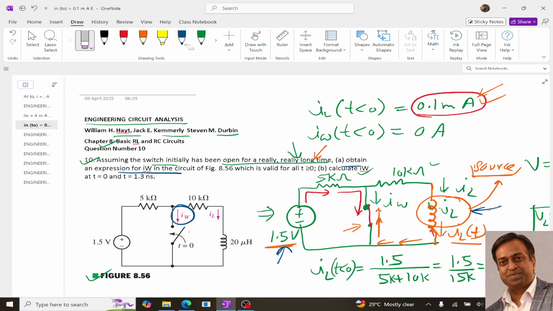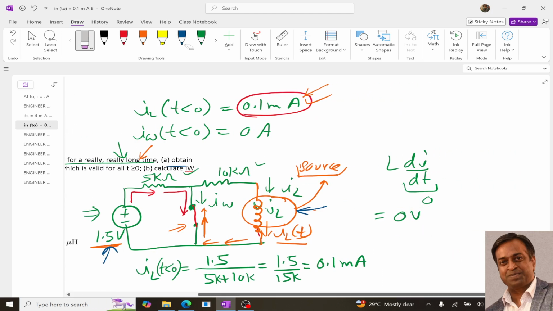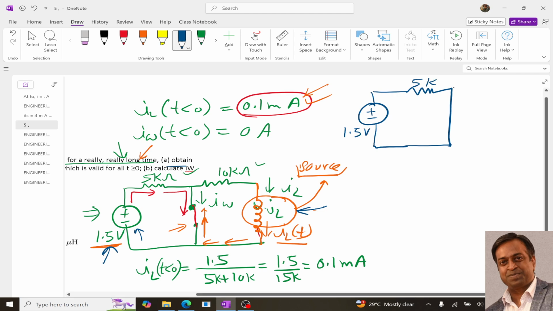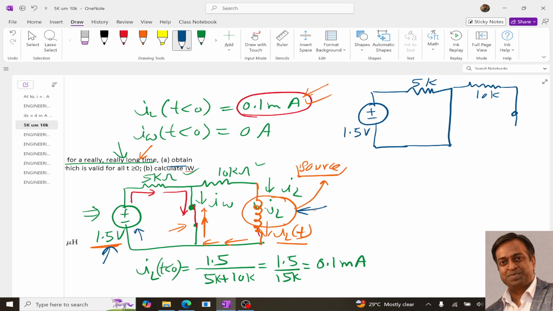So we can simply use the superposition theorem. What is the superposition theorem? It says that if there are two sources, we activate one and deactivate the other. In the first case, if we keep the 1.5 volt active, our circuit will be something like this: it is 1.5 volt, 5k, and now 10k, and this inductor will be replaced with a short circuit.